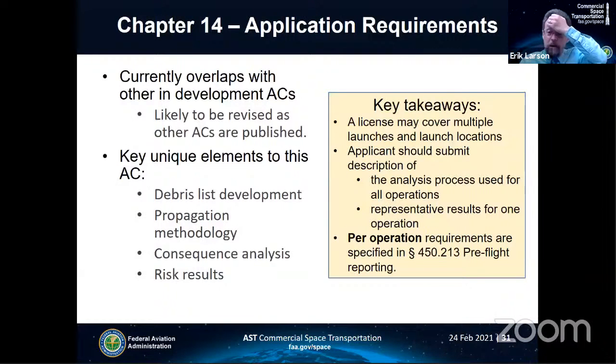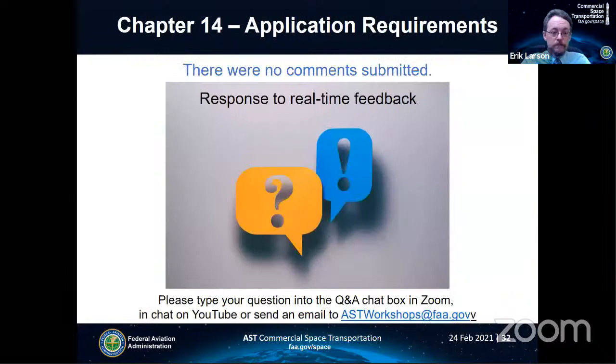Okay, so then next slide. Okay, so again, there were no comments here that were submitted before, but there have been some that have been submitted through the chat. So one of the questions was more related to another AC, but how many trajectories are expected to be needed to characterize a type of malfunction?